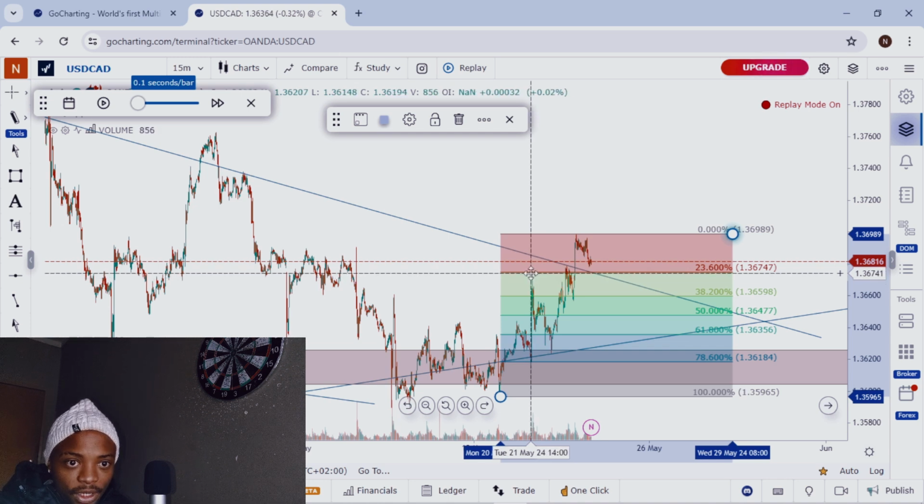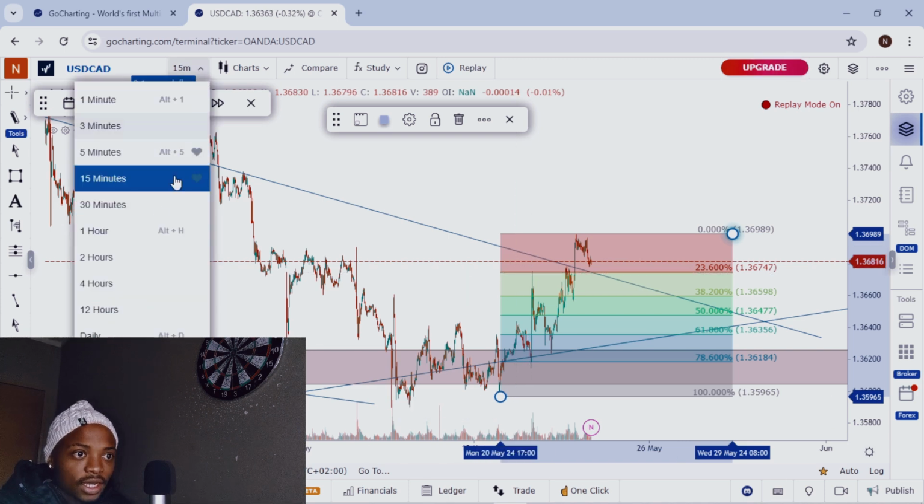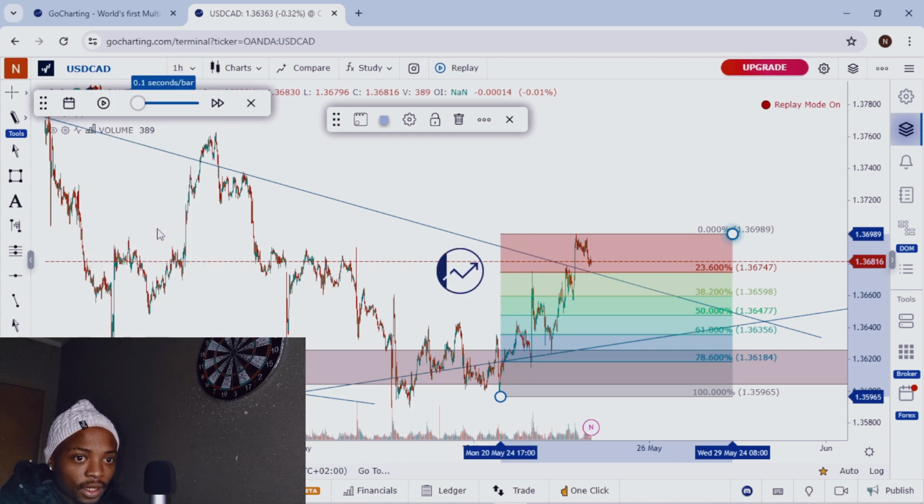There's the 23.6% area. This is where I think price is going to retest. Let me show you why I say that. Let's go to the 1 hour time frame.